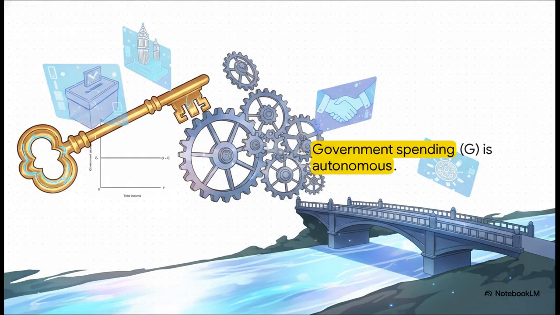Now, what's really fascinating here is that government spending, or G, is driven by political decisions, meaning it is entirely autonomous. Imagine a perfectly flat horizontal line. Whether the total income of a country is $0 or $1 trillion, the government has set its budget and is spending that predetermined amount. It absolutely does not fluctuate systematically with Y.